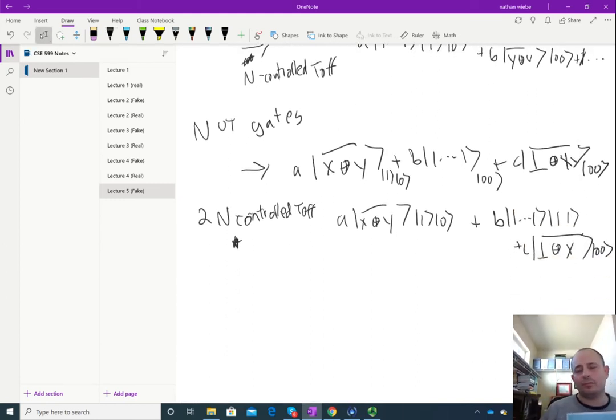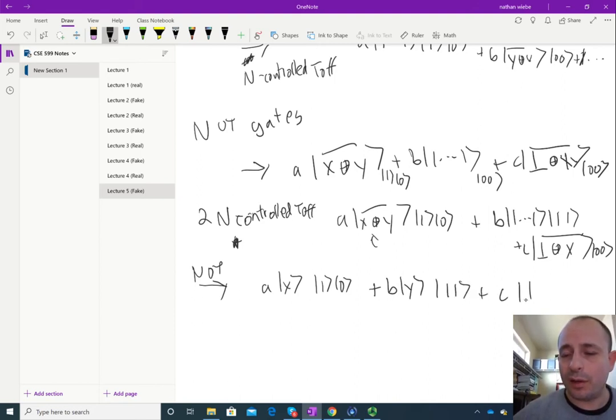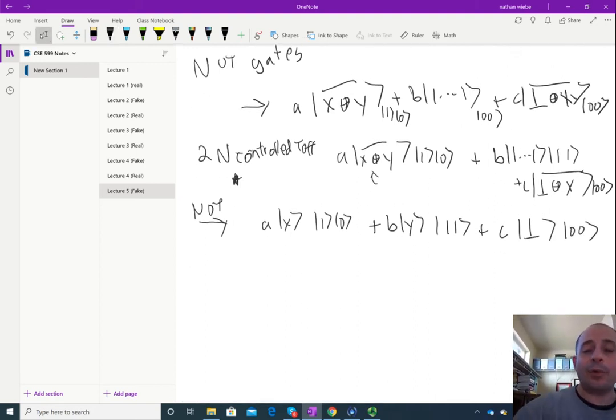Okay, that is our transformation. Now, let's rewrite that. Let's undo all of those NOTs. By applying a bunch of NOT operations, we'll undo these calculations in order to get a x 1, 0 plus b y 1, 1 plus c 0, 0.